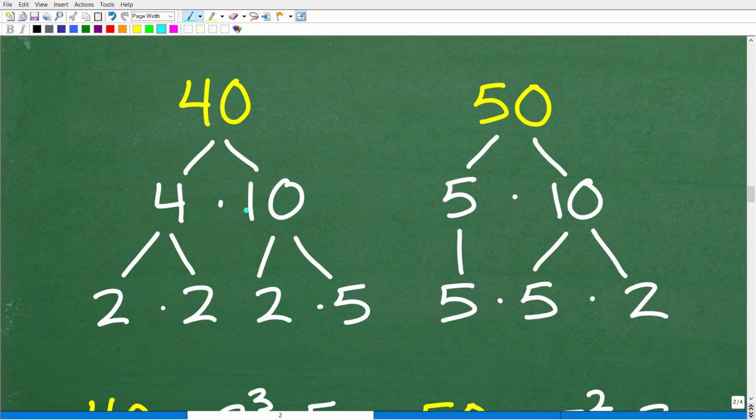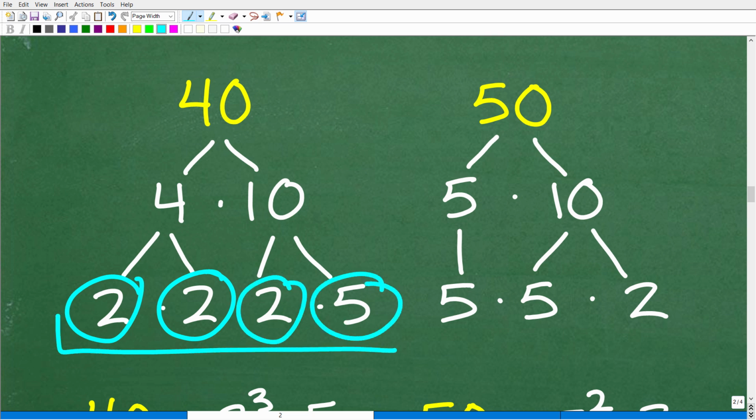Now, is either one of these factors prime? No. So we can continue on. 4 is the same thing as 2 times 2. These are prime numbers. 10 is the same thing as 2 times 5. These are prime numbers. So here are all the prime factors of 40. I'll show you more about this in just a second, but let's do the prime factors of 50. So 5 times 10.